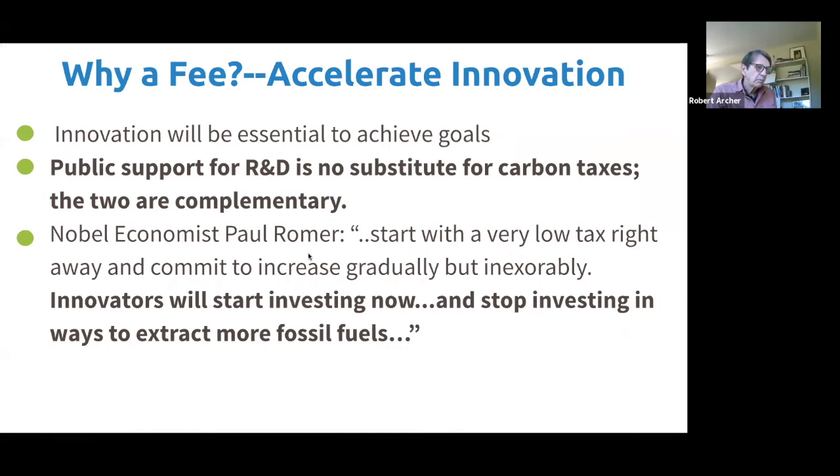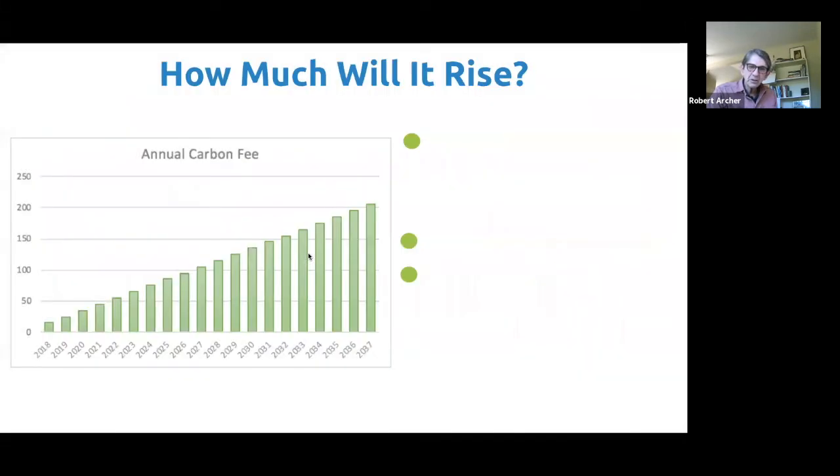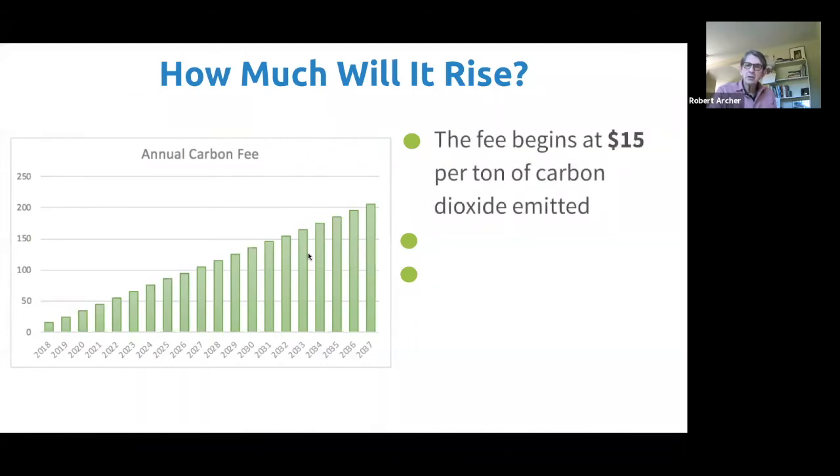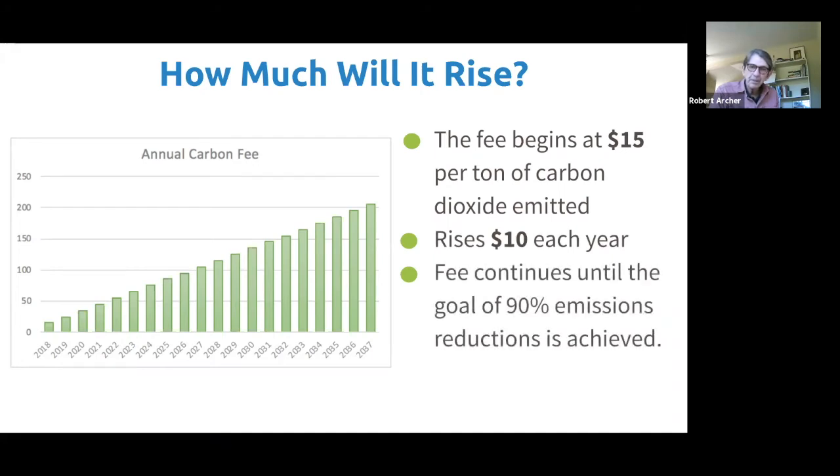You probably are aware of this, that the fee is to start at $15 a ton of CO2 and rise $10 each year, or $15 a year if emission targets aren't met. Most other proposals in Congress start higher and escalate slower. The fee over a decade is going to bring in a lot of money, somewhere between $2.5 and $3 trillion.